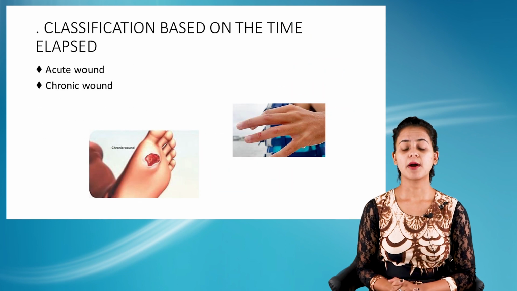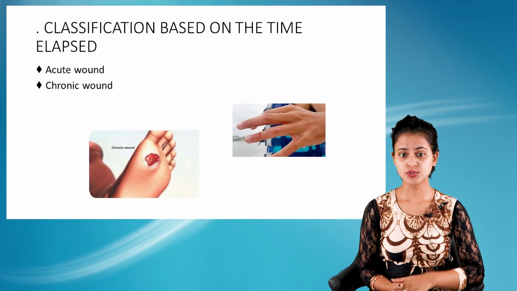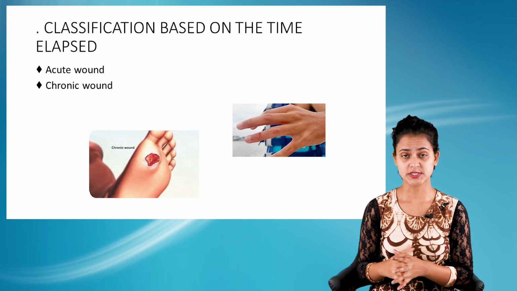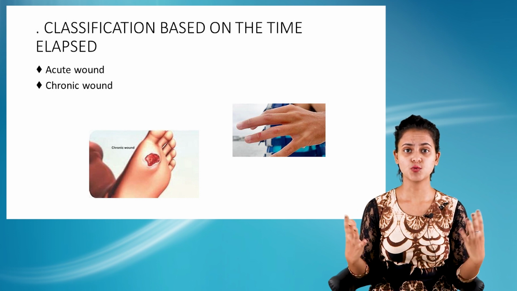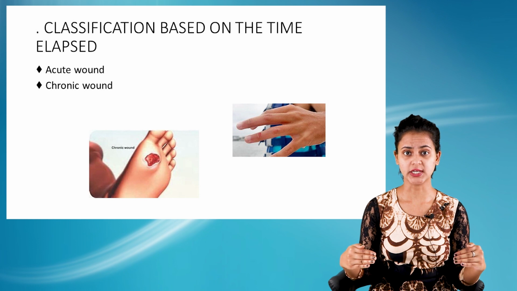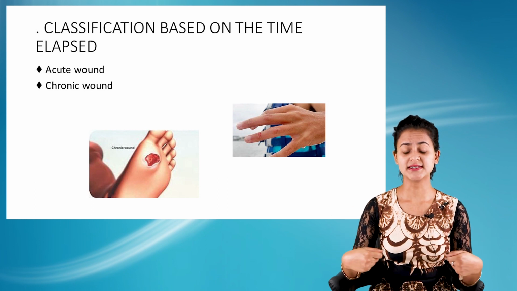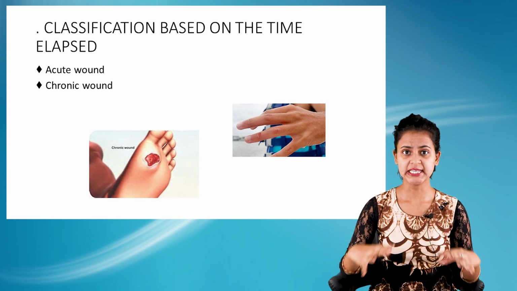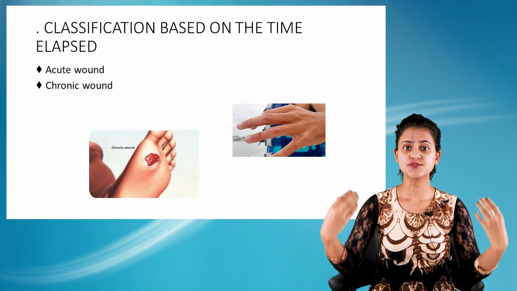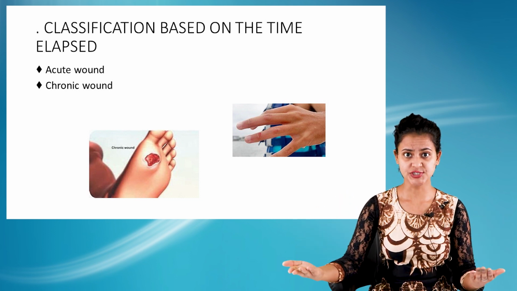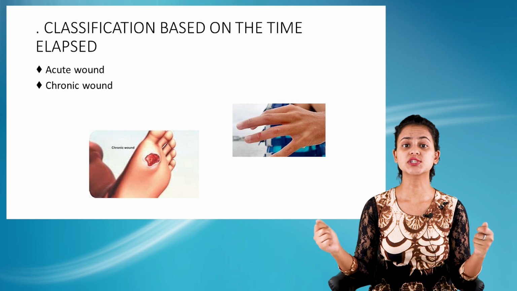Next, we will learn about the classification of the wound based on the time elapsed. So here we are going to classify the wound as acute and chronic. So acute wound is basically suggested for those which heal very quickly, and it will be healing in the primary intention within 8 hours of trauma.